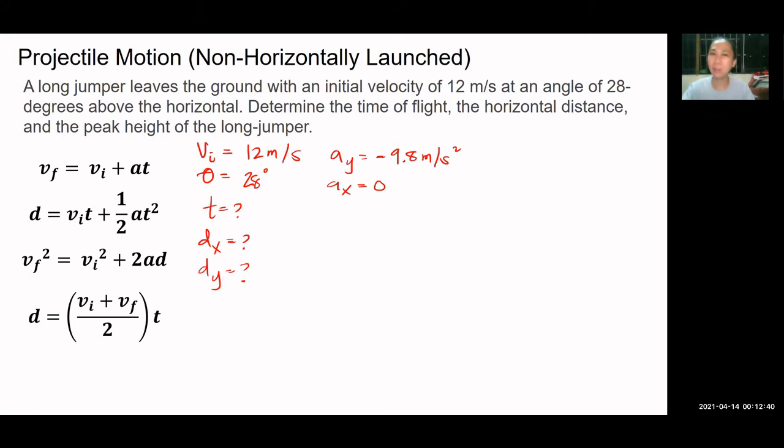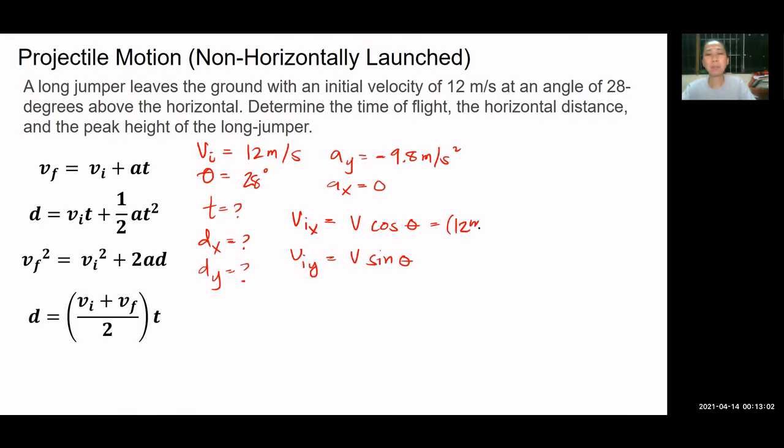Okay, so the first thing we need to compute here is VIX and VIY. VIX first. We can compute this by using V cosine theta, and then VIY is equal to V sine theta. So let's substitute the values.